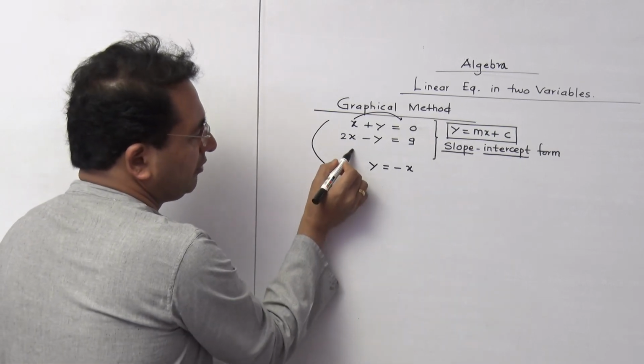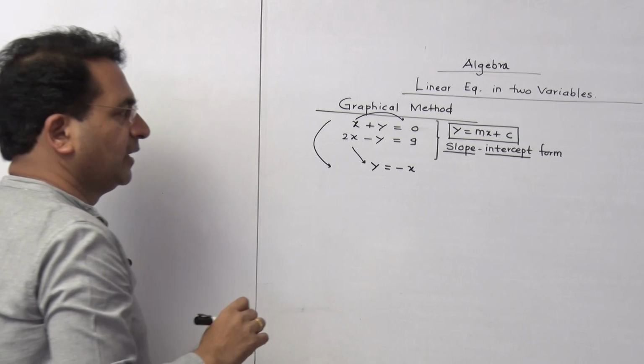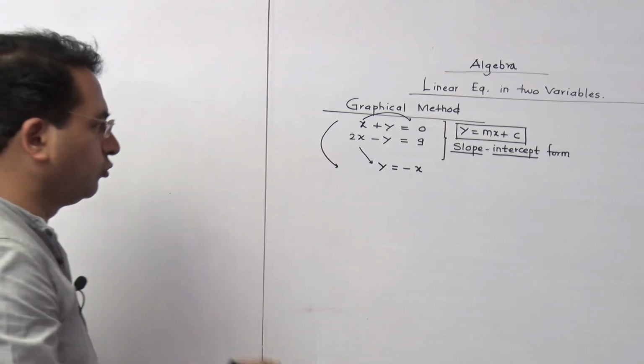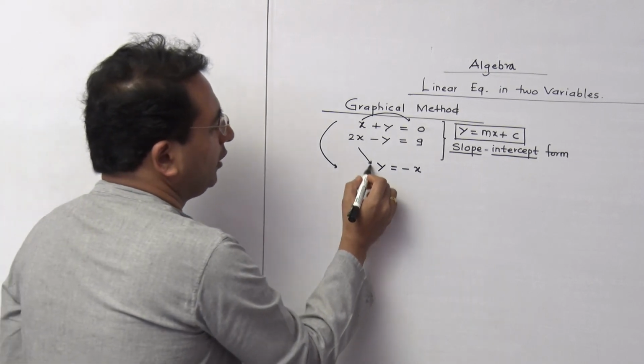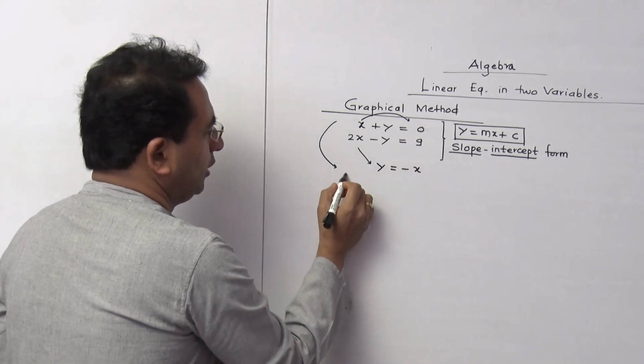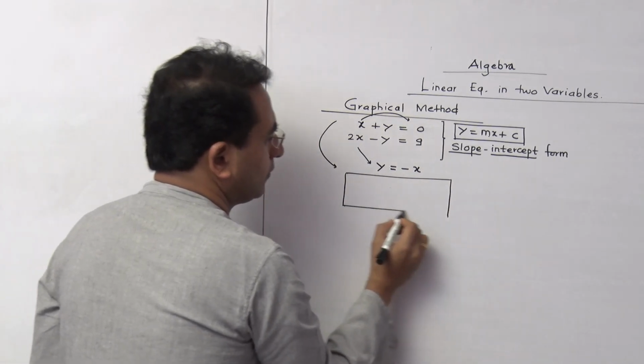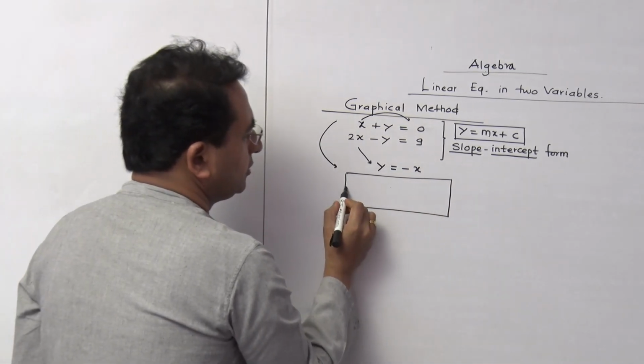It should start with 1y. If it is 2y or 3y, something like that, then we are supposed to get rid of that also. Fortunately, we don't have anything like that. So this equation, we are going to plot it now. This is the first.